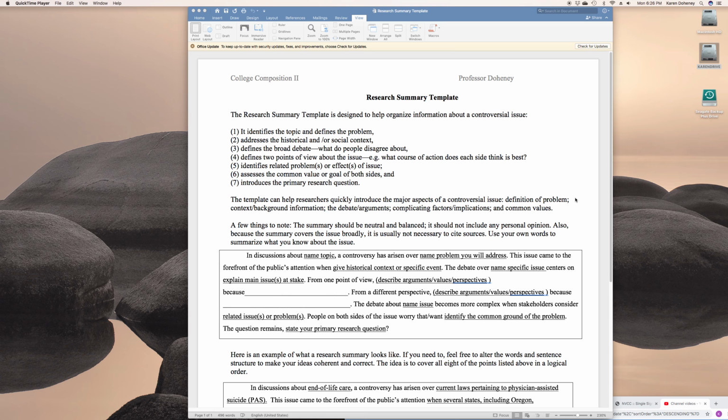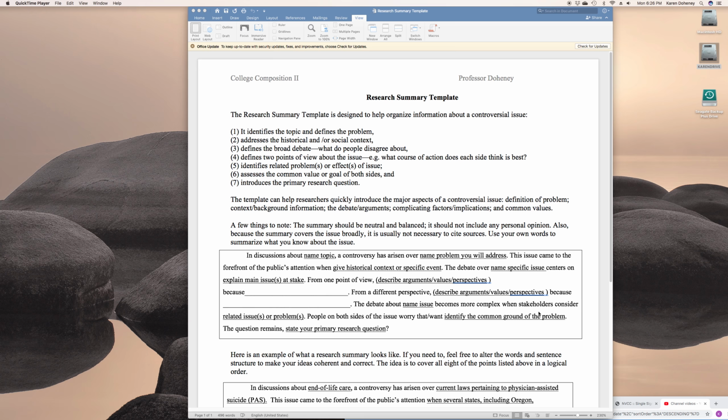And then the primary research question, that's the question that's going to help you go through all of your research material, knowing that your research material has to be able to, in some way, answer a piece of that question. So proposals have questions, they don't have thesis statements. So this is going to be a primary research question that I'm asking you for.